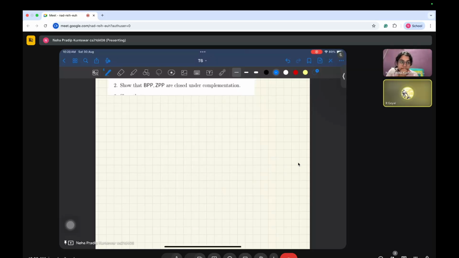BPP is closed under complement. Say a language is in BPP, then its complement means all the strings which are not part of the language. If L is in BPP, then the complement of L would also be in BPP, in the sense that we would be flipping the errors.